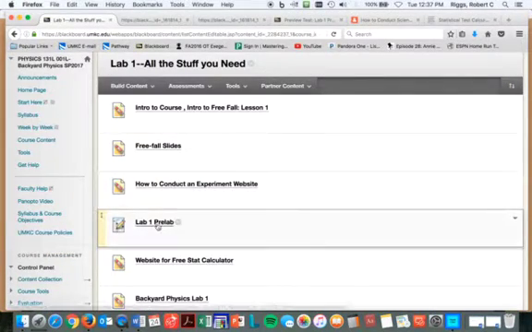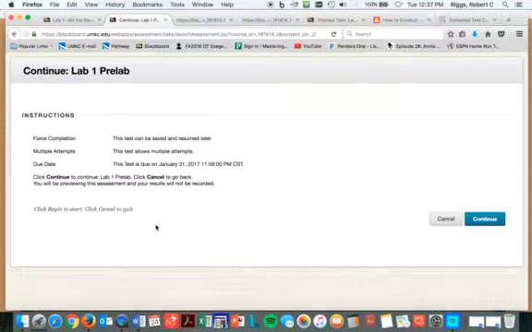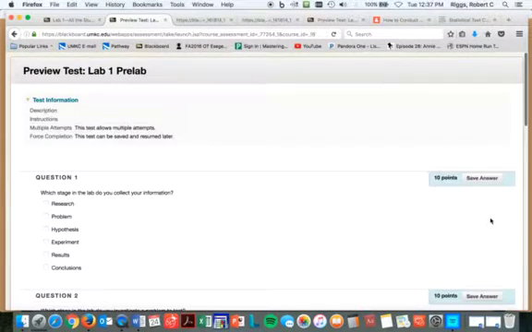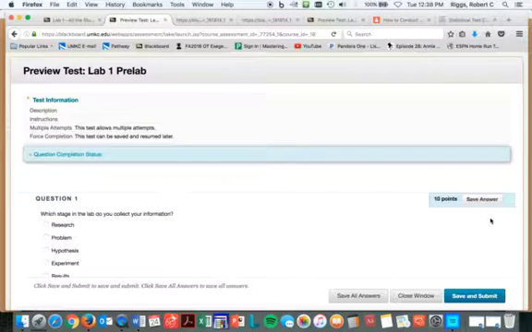So let's look at our, I've got the thing going. Okay, so here, let's take a look at what the pre-lab looks like. Let's go through it. I just want to show it to you. So here it is. And it says test it, preview test.